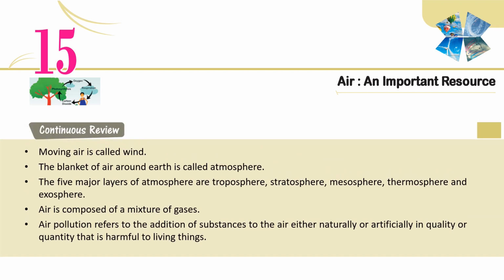Continuous review. Moving air is called wind. The blanket of air around Earth is called atmosphere. The 5 major layers of atmosphere are troposphere, stratosphere, mesosphere, thermosphere, and exosphere. Air is composed of a mixture of gases. Air pollution refers to the addition of substances to the air either naturally or artificially in quality or quantity that is harmful to living things.